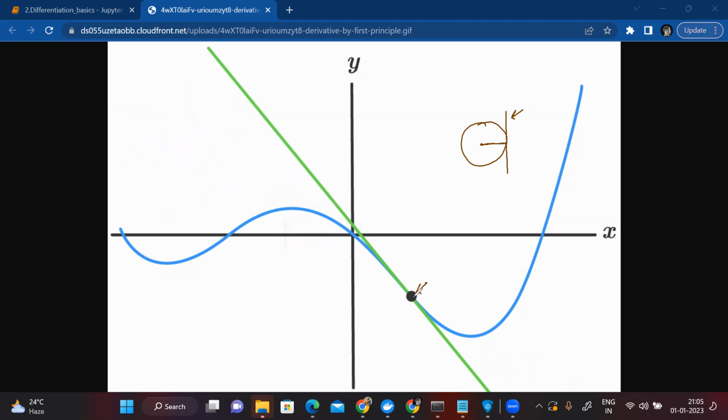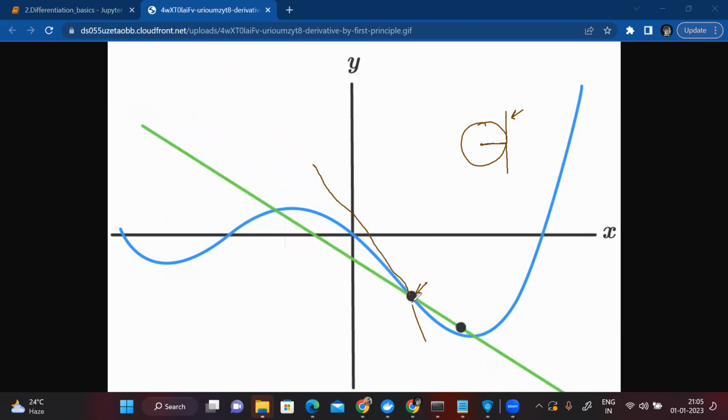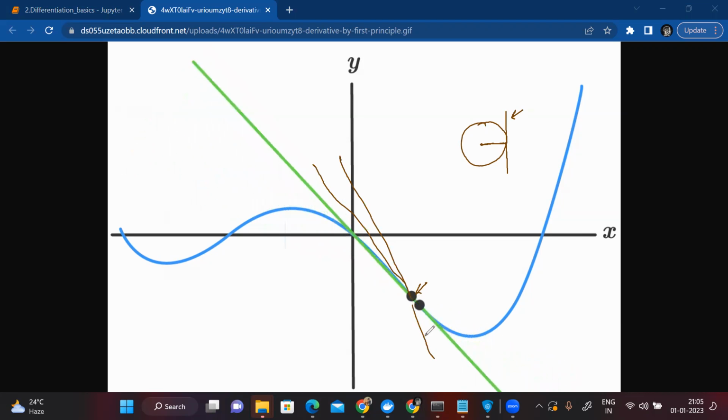It's easy here. But in this other case, if I ask, can you draw a tangent? There will be multiple tangents. It is not only one tangent. One tangent can go like this also. One tangent could go like this also. So this is not an easy thing. How to solve this problem basically?